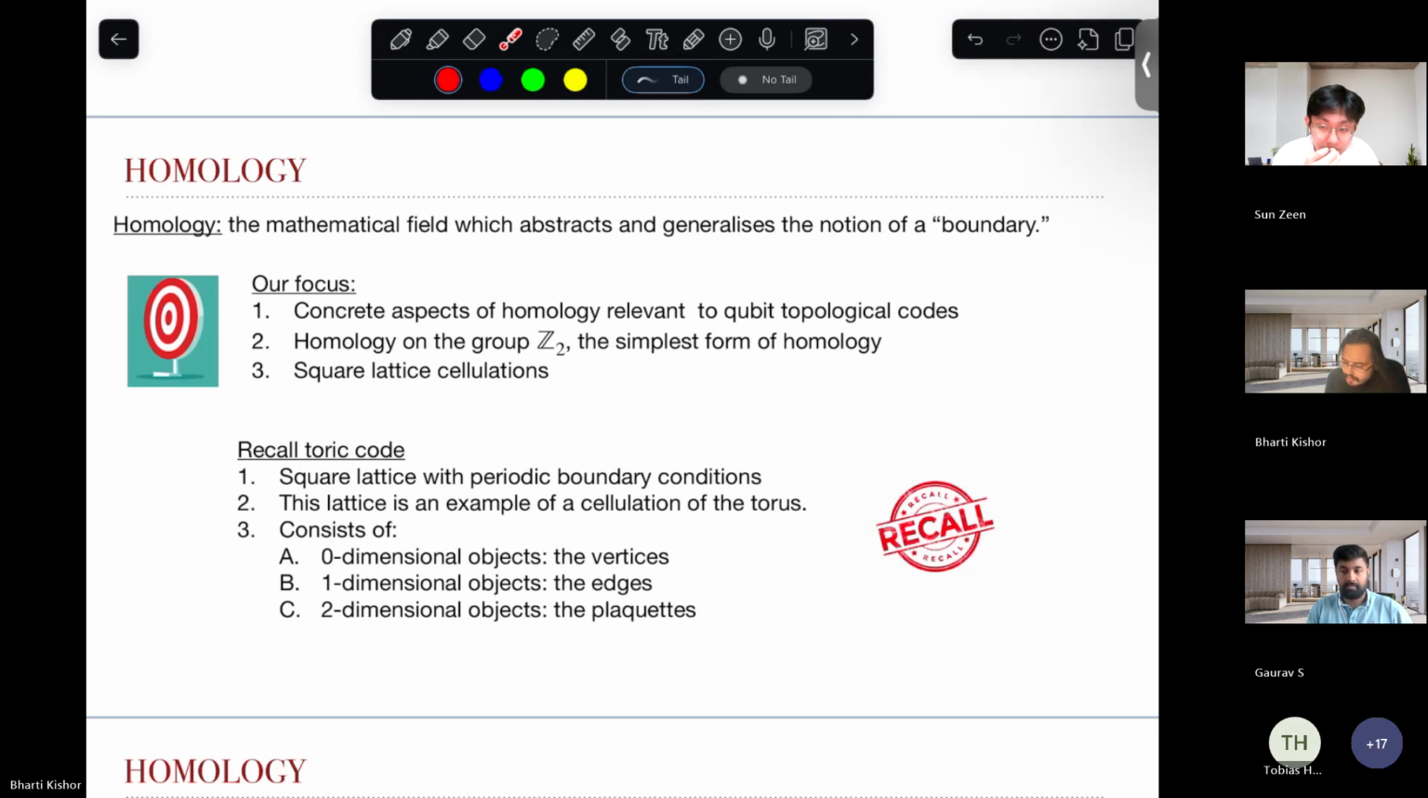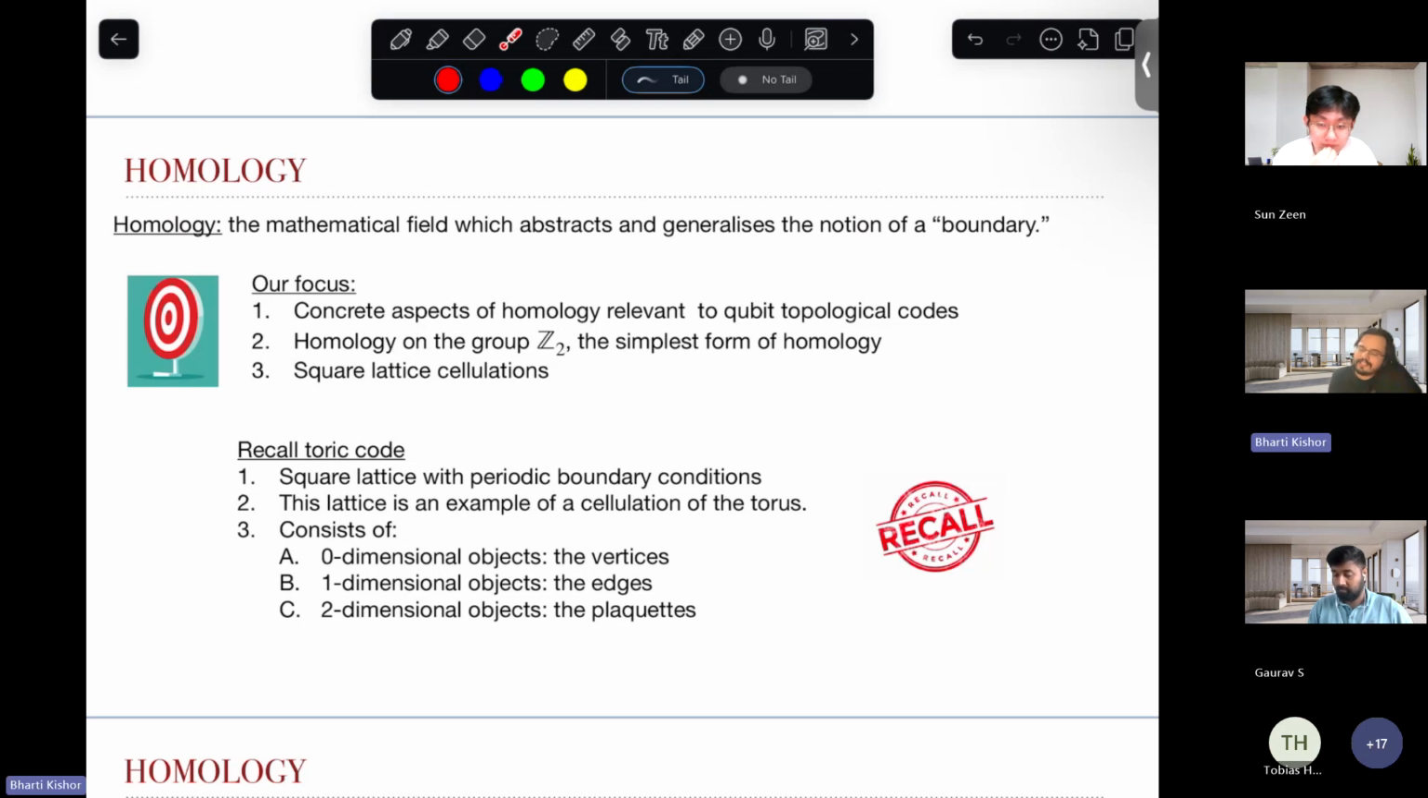Okay. So let's try to understand homology. Again, we won't use any complicated mathematics, but you will see that these concepts are easy to parse and we will be able to use them for error correction. Homology is basically a mathematical field which abstracts and generalizes the notion of something called a boundary.